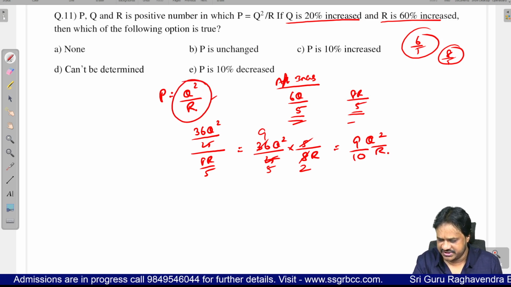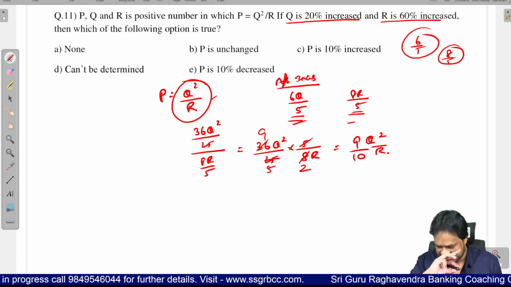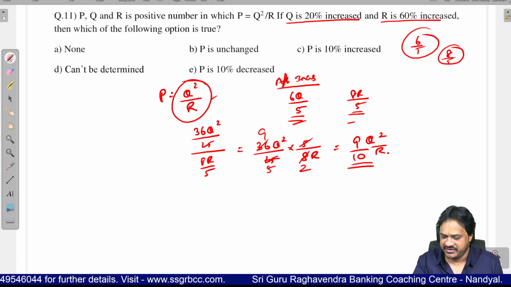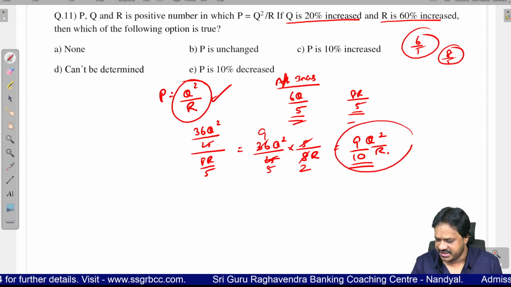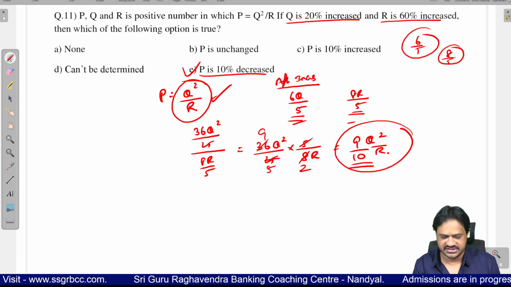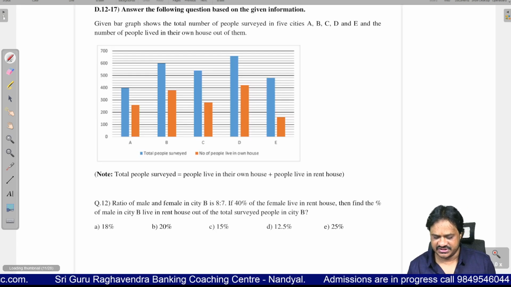So previously it is Q square by R, now it is 9 by 10 Q square by R. That means how much percent it is decreased? 10% it is decreased. Previously Q square by R, now it is 9 by 10. 9 by 10 means 10% P is decreased. P is 10% decrease is the correct answer. Let us see the next question.